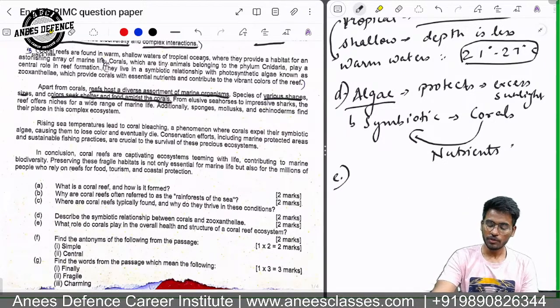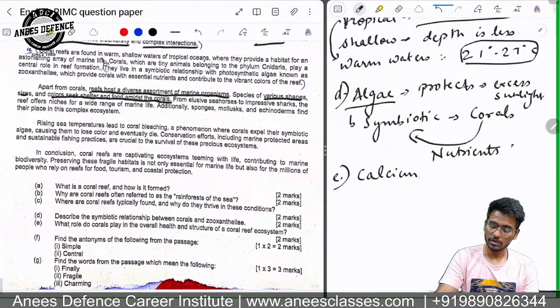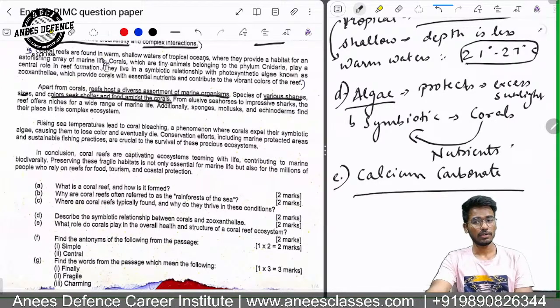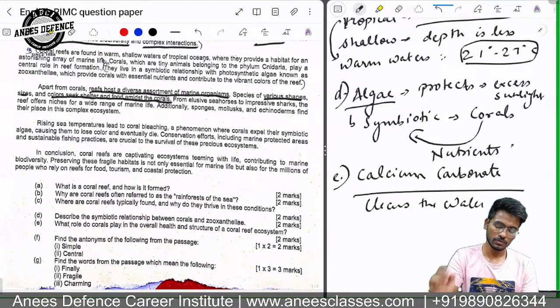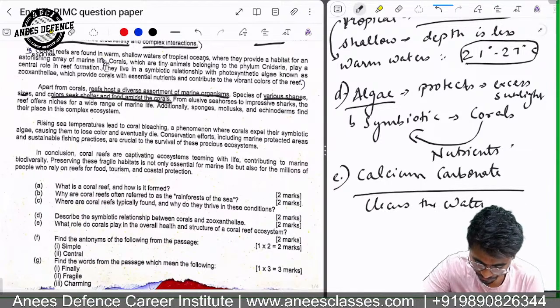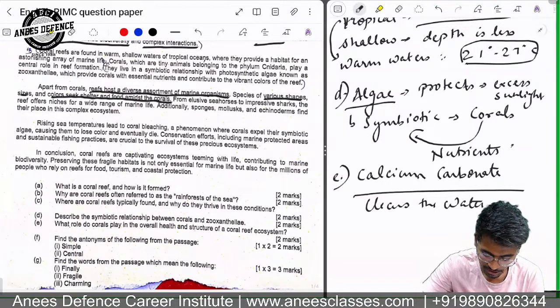The most important thing the coral does is, it secretes a chemical named calcium carbonate. This chemical, calcium carbonate, is used to clean the water of the sea. It clears the water. So this is the answer for question number 5, that is the E.